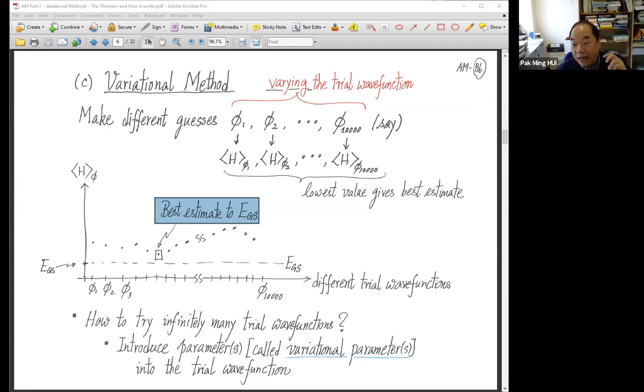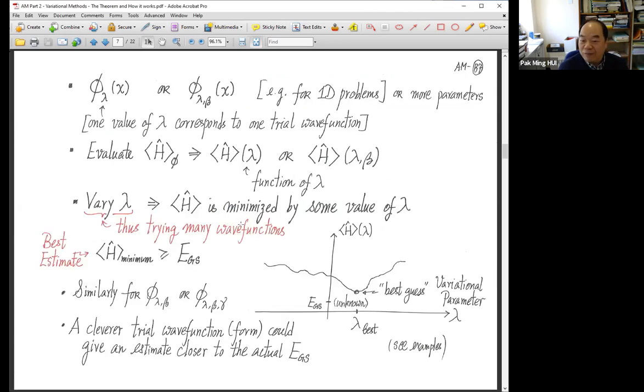Now at this point, you should be able to do all the 5 problems in problem set 1. Everything is there. But if you know the next one, it will be more convenient for you. With this idea, how about that? We try an infinite number of trial wave functions of a certain form.